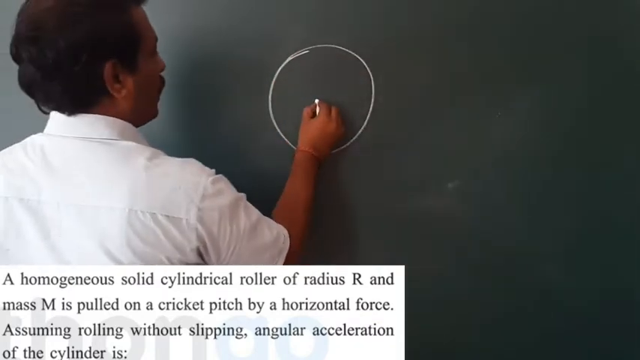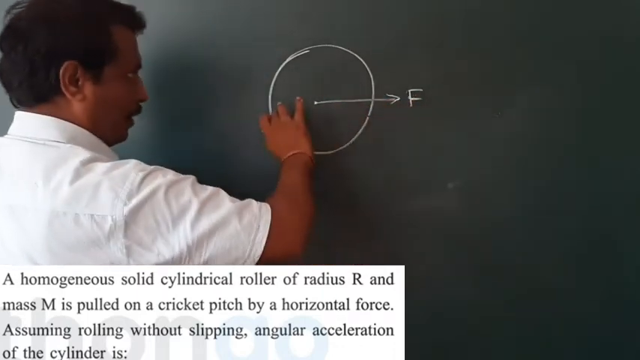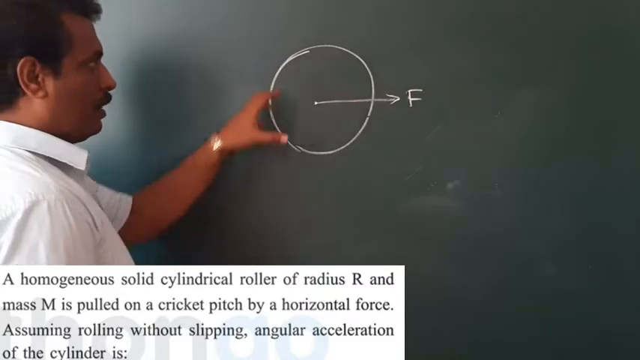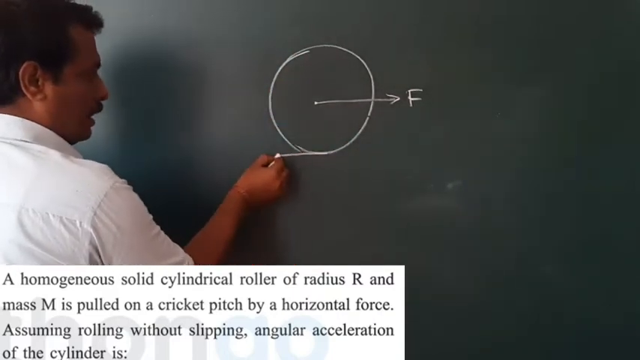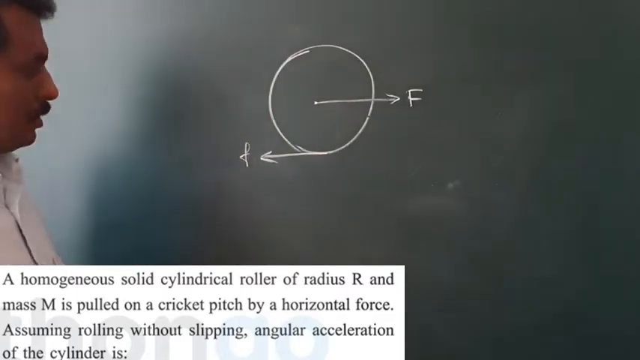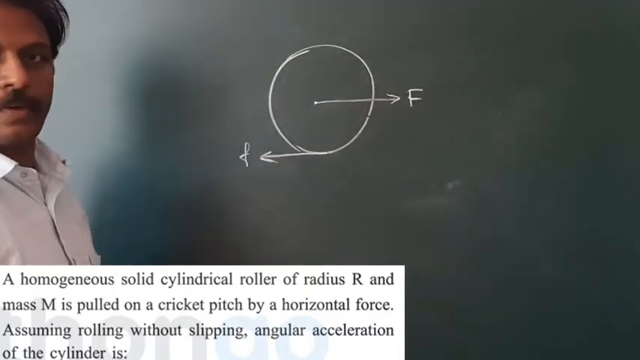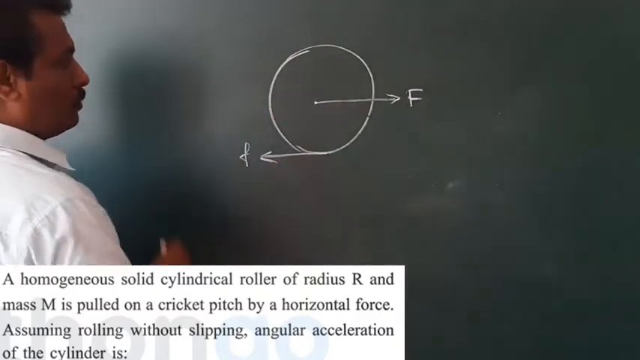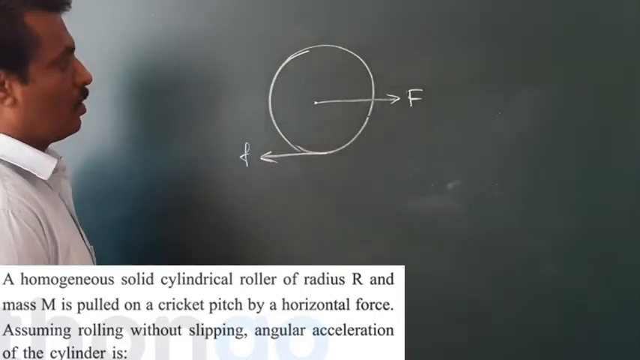It is given that a roller is pulled by a force F. When we pull this roller, that roller will start rolling. Then here the frictional force will come into action. So small f is the frictional force. It opposes the motion. Okay. Now the question is, what is the angular acceleration of the roller?